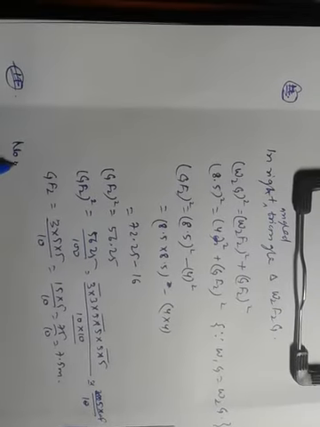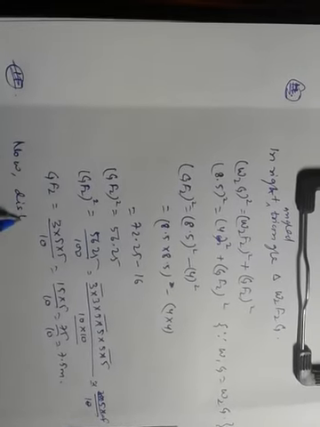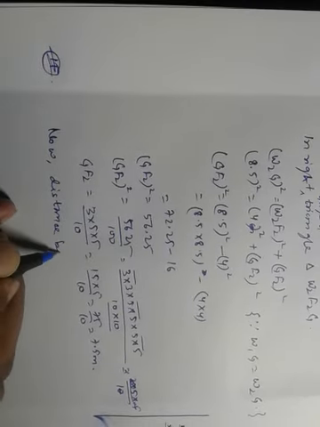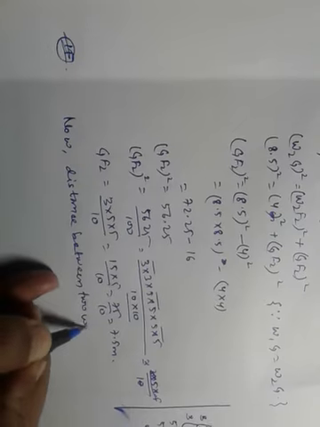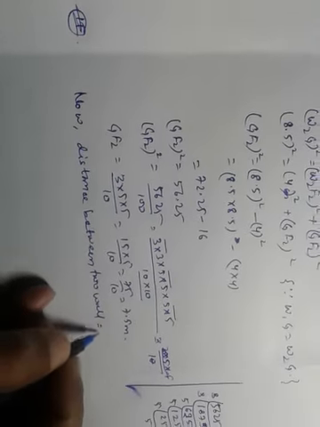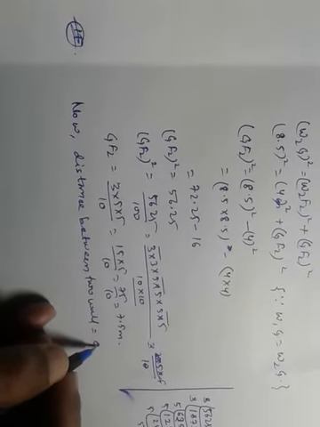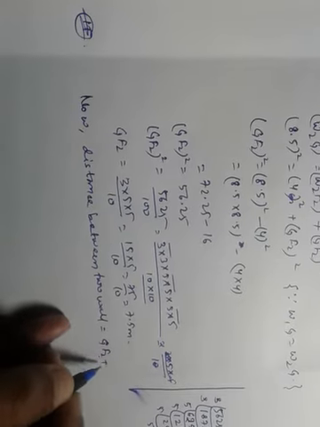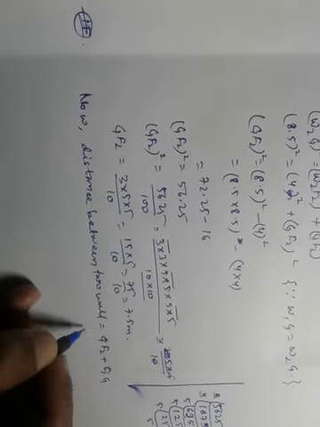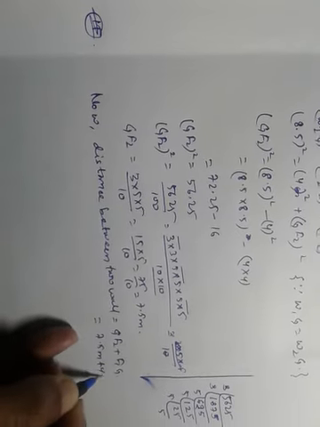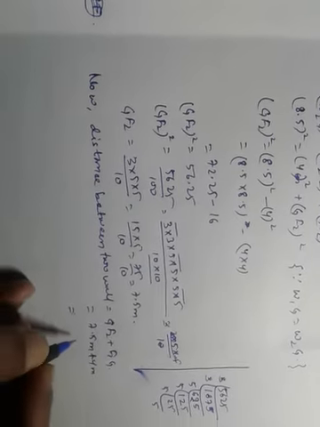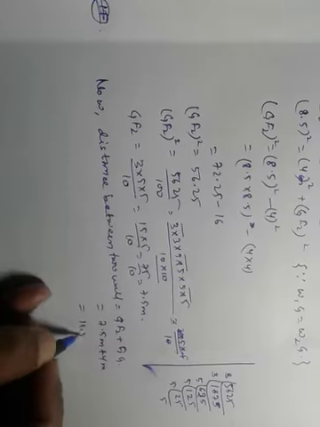Now the distance between two walls equals FGF2 or F1G, that is 7.5 meter plus 4 meter, that is how much it is? 11.5 meter. This is the answer. So like this you have to solve.